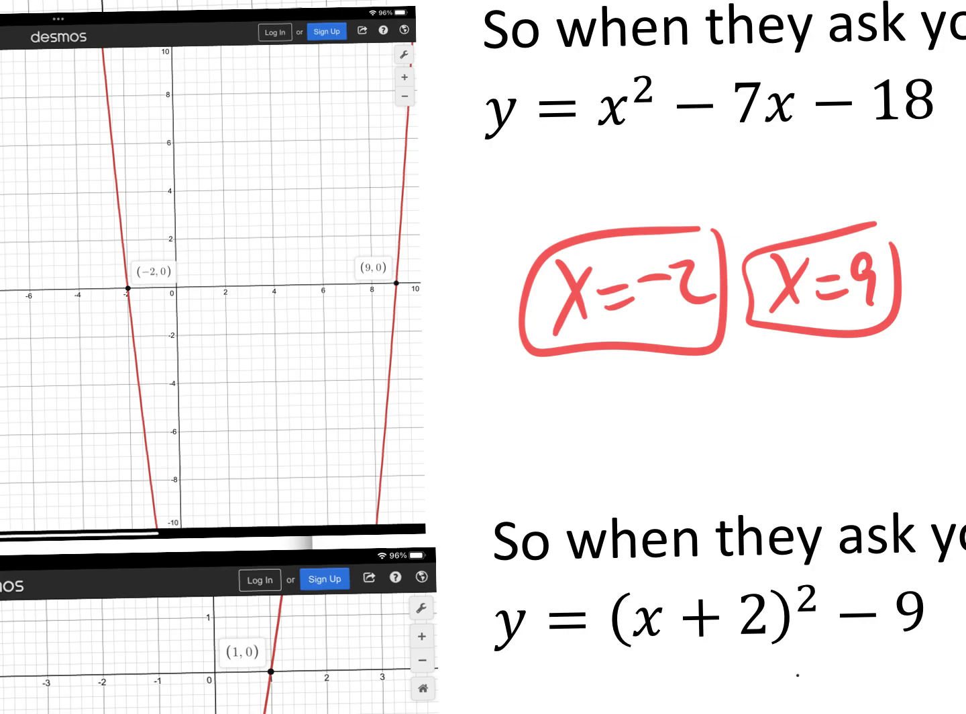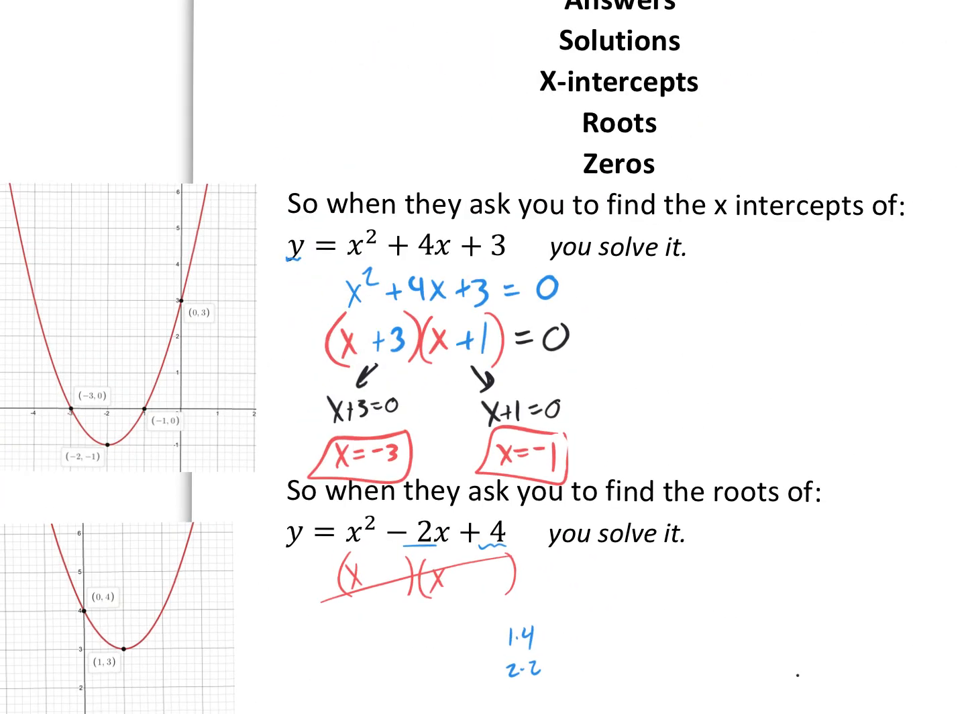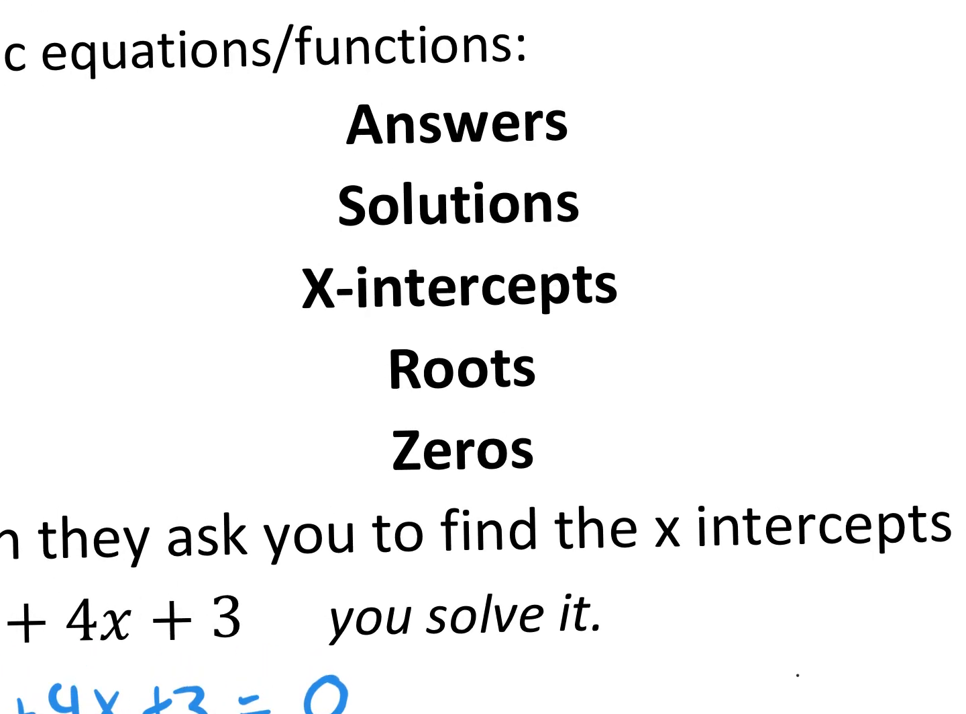Well, that means that no matter what they ask you, whether they're asking you for answers, solutions, x-intercepts, roots, zeros, they all mean the same thing. So if you graph them all and you find the x-intercepts, then you're technically finding the answers, the roots, the solutions, the zeros, right? So you could use graphing.